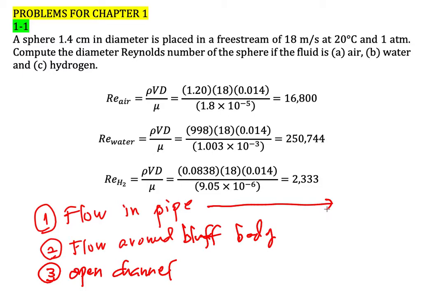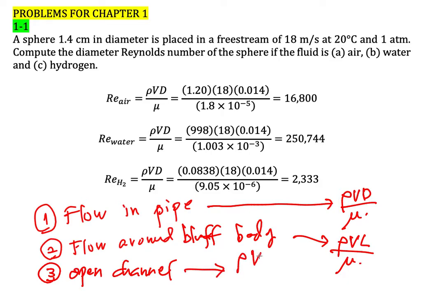So the equation is something like rho Vd over mu. And then if you have the flow around bluff body, it is closely related with the idea of boundary layer. So the Reynolds number is rho VL over mu. And then for the open channel, the equation will become rho V RH over mu, where RH means hydraulic radius. So the equation is slightly different, so you need to be really careful.